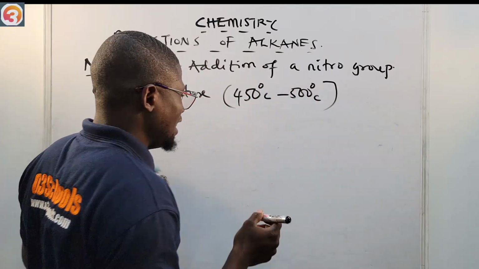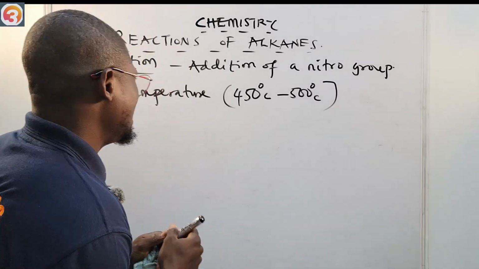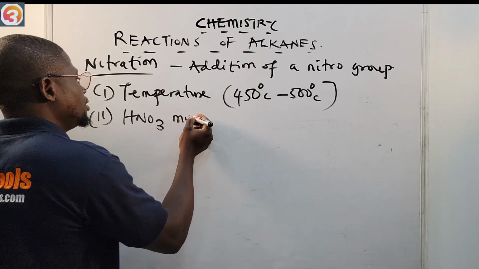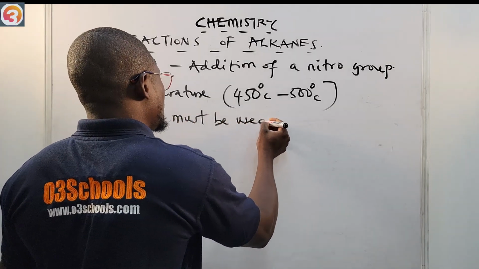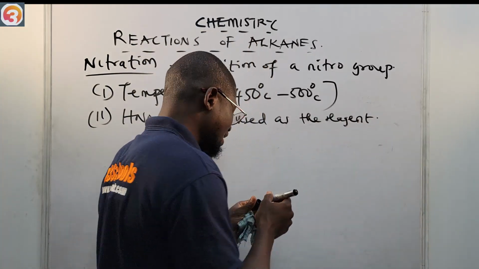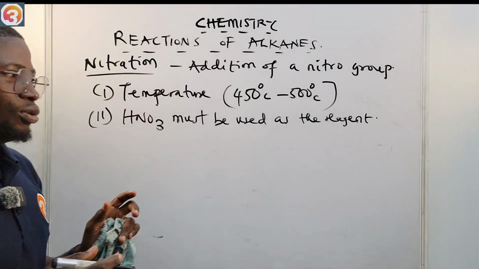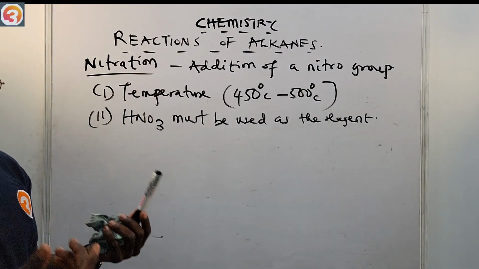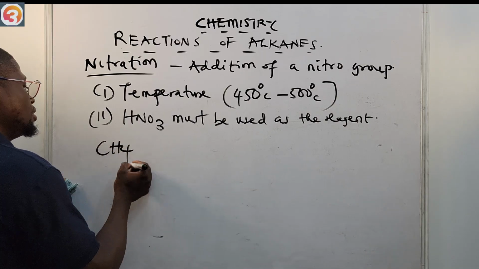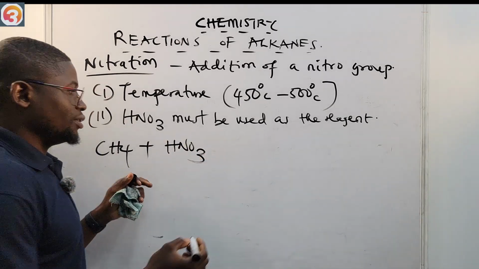It should not be less than, or more than. It must occur within this temperature. Then the second condition is that HNO3 must be used as the reagent. That is the other condition for this reaction to occur. Then of course we can now continue. So firstly, let's say methane reacting with, for example, HNO3. This is the reagent that is used.